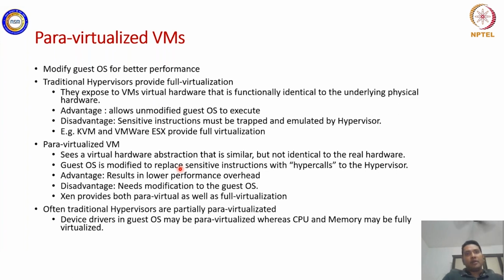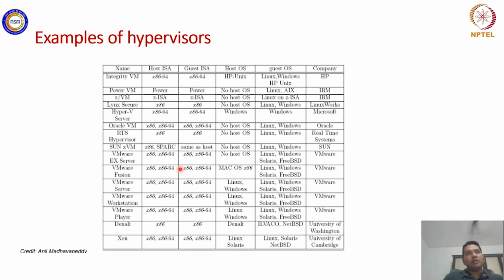Okay, so next we'll see some of these hypervisors that are available. These are the providers: VMware, Denali, Xen, IBM, Oracle, Power VM, and you can see what kind of host OS they can support and what guest OS they can support, and these are the companies by which these VMs are being provided.